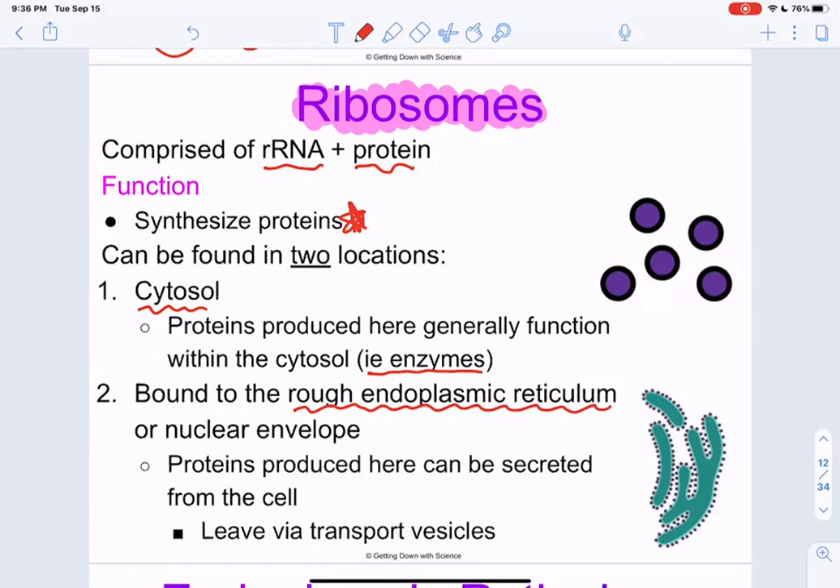And so what's going to happen here is that we'll create proteins at the rough ER, and these proteins can be secreted out of the cell via transport vesicles. Again, don't worry about these vocab words right now. We'll go over these in just a moment. But eventually these will get packaged and sent outside to the external environment.